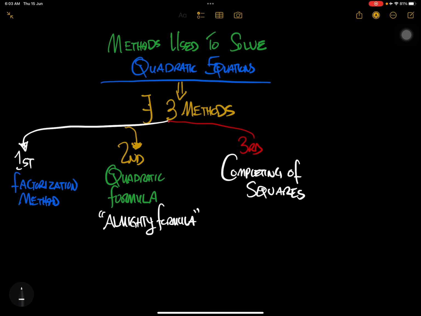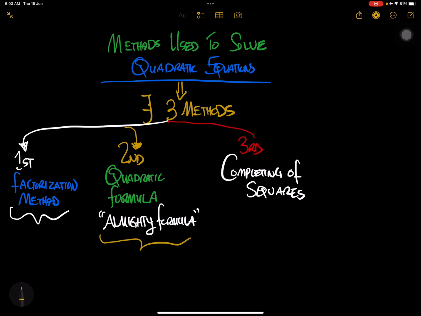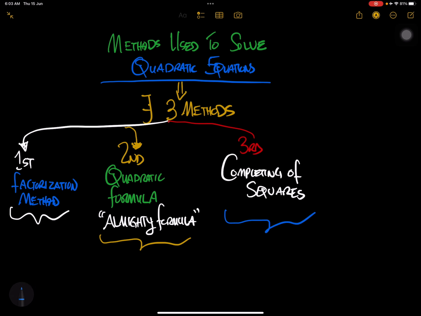So there you have it. Three methods used to solve quadratic equations. The first one is the factorization method. The second one is the quadratic formula or the almighty formula. And the last one is known as the completing of squares method. Next time when we come back, we're going to take them one by one, and then we go into the nitty-gritty of solving quadratic equations.